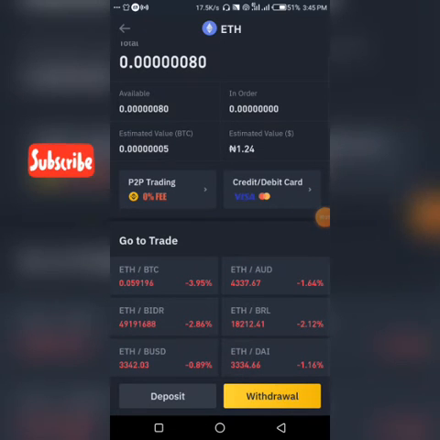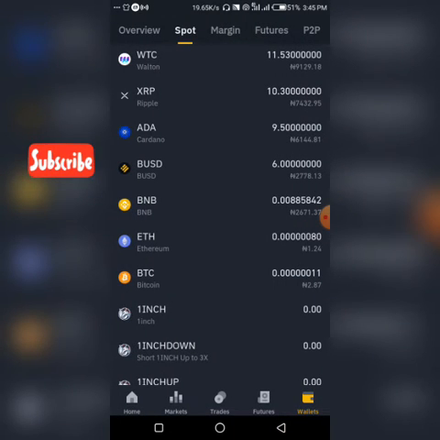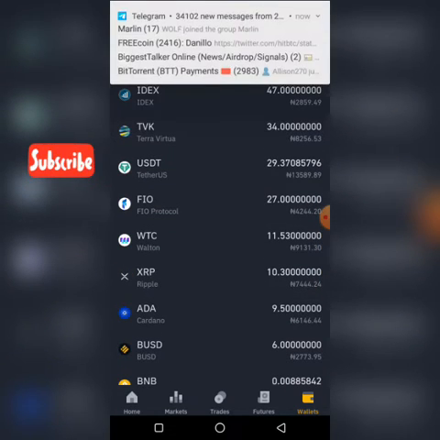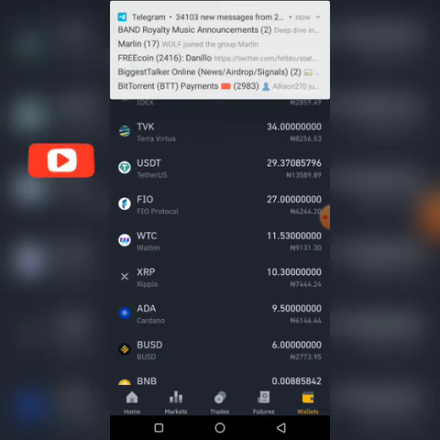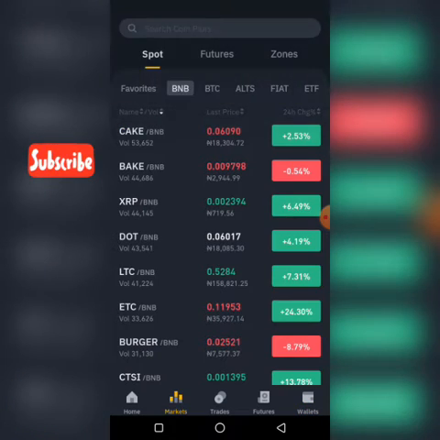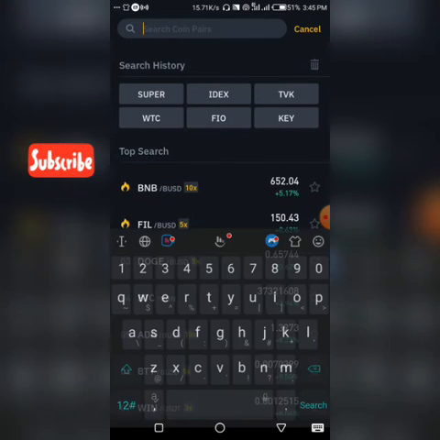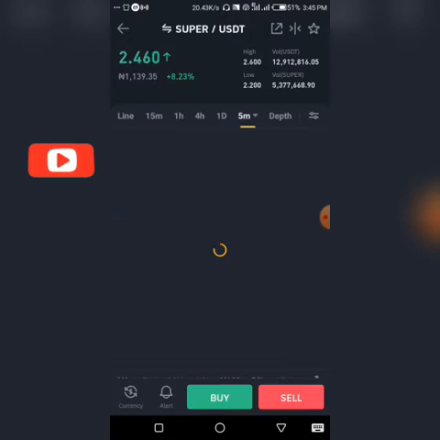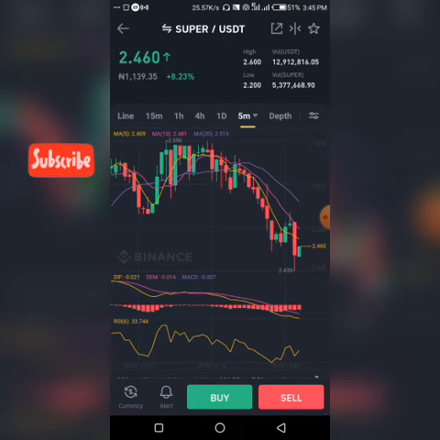So what I can decide to do now is convert my BTC, or I'll use USD instead, as you can see I have USD here. So let me trade USD instead of BTC. The main thing I have to do is just go to market and buy, and type the coin to search for Super. It is already listed here, Super. So let's click on USDT instead. Okay, so now we're going to click on buy.